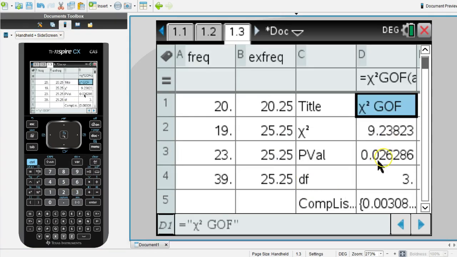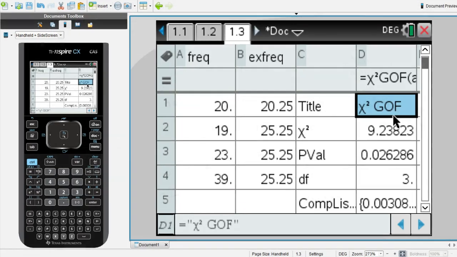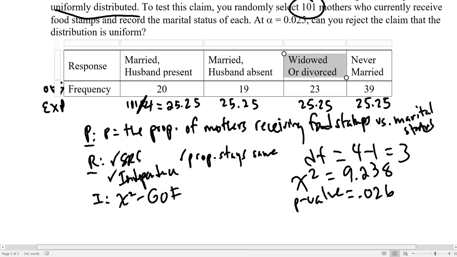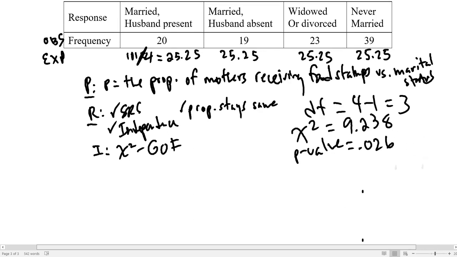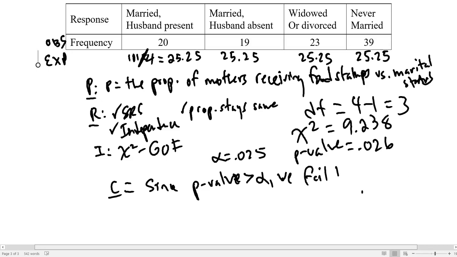Okay. And we got a chi-squared of 9.238 and a p-value of 0.026. Okay, so what does this mean? Well, our alpha was 0.025. So, conclude that p-value is greater. So we could say, since the p-value is greater than alpha, even slightly, we would fail to reject that what? That the proportions are, we never put a hypothesis.